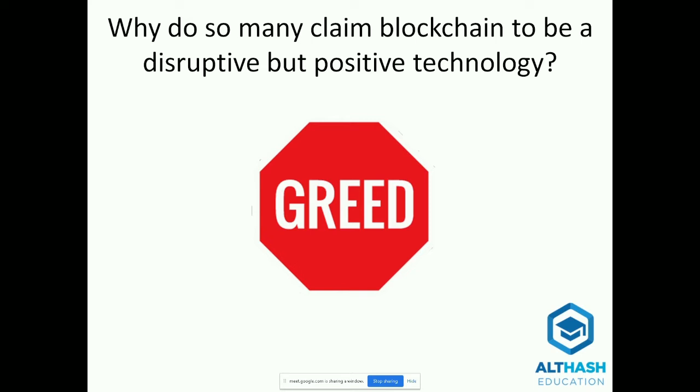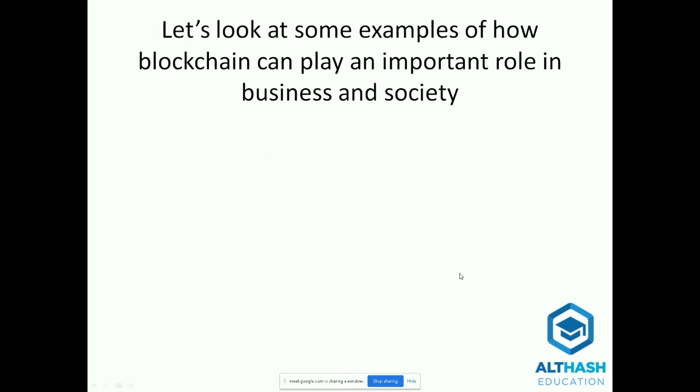So greed can manifest in many ways. So let's look at some of those ways where blockchain can make a difference and remove the need to trust a third party. Note that not all third parties are illegitimate and greedy, no doubt, but there are many which fraudulently conduct business. Let's look at some examples of how blockchain can play an important role in business and society. Let's have a look here.